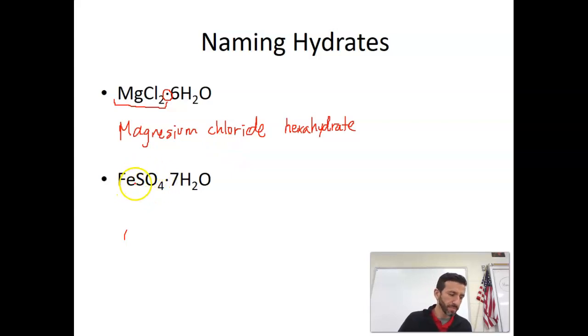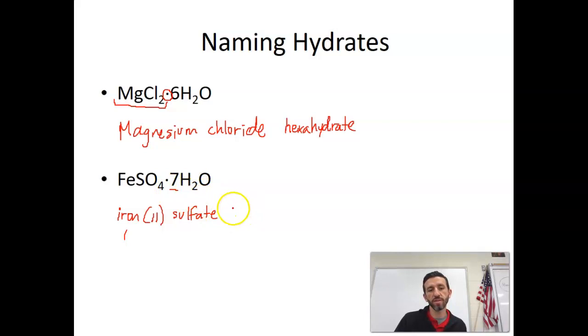Okay, so let's try the next one here. This is an ionic compound. Of course, we have a transition metal, so we have to put its charge in parentheses. I won't go over that in detail right now because hopefully you already know how to do that. So this is iron sulfate, and then here we have 7 water molecules, so that's going to be heptahydrate.